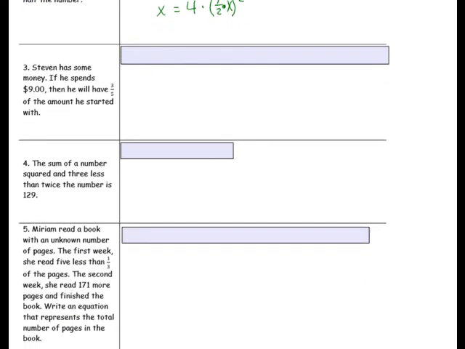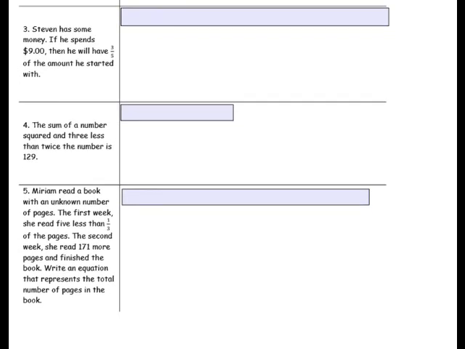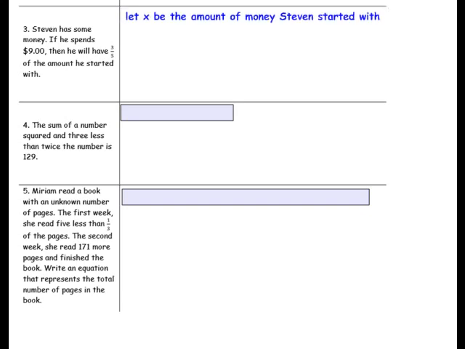Number 3, Stephen has some money. If he spends $9, he will have 3/5 of the amount he started with. Pause the video, define your variable, and write your equation. X is the amount that he starts with. He spends $9 and he will have 3/5 of the amount he starts with. 3/5 times X.